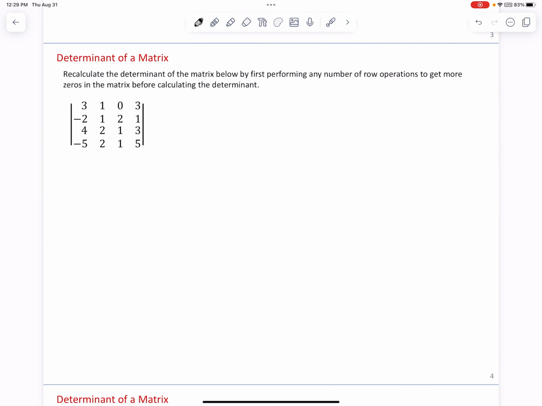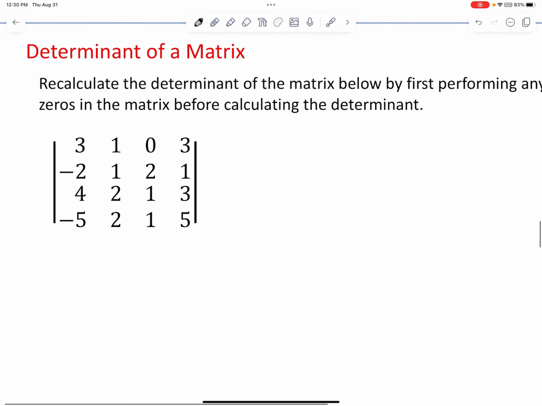Recalculate the determinant of the matrix below by first performing any number of row operations to get more zeros in the matrix before calculating the determinant. So we can multiply rows by numbers, just keep track of how that'll affect the determinant. We can do row interchanges, just keep in mind how that's going to affect the determinant. Or we can do the third row operation as much as we want and have no effect on the determinant. So that's what I'm going to focus on, doing the third row operation.